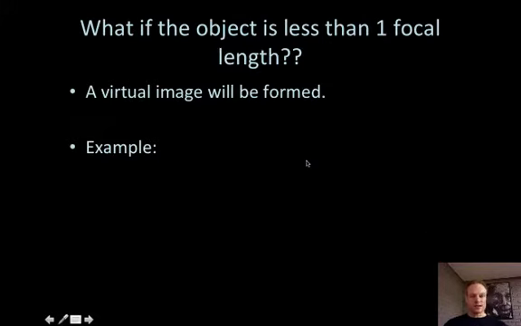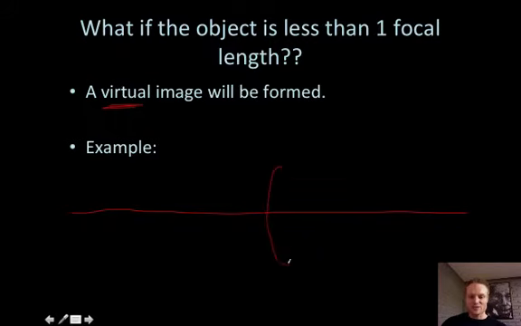So one of the things that you may notice is what happens to the image produced if the object is less than 1 focal length. Okay, what do I mean by that? Well, let's do an example. And I'm kind of giving away the excitement here. I'm telling you a virtual image will be formed. Okay, so sorry if you were looking forward to something exciting happening. A virtual image will form.